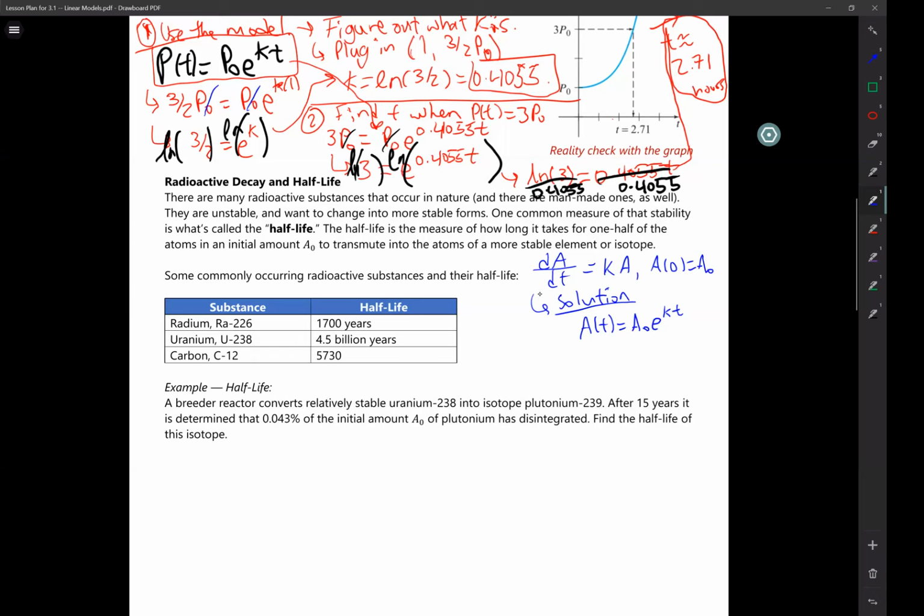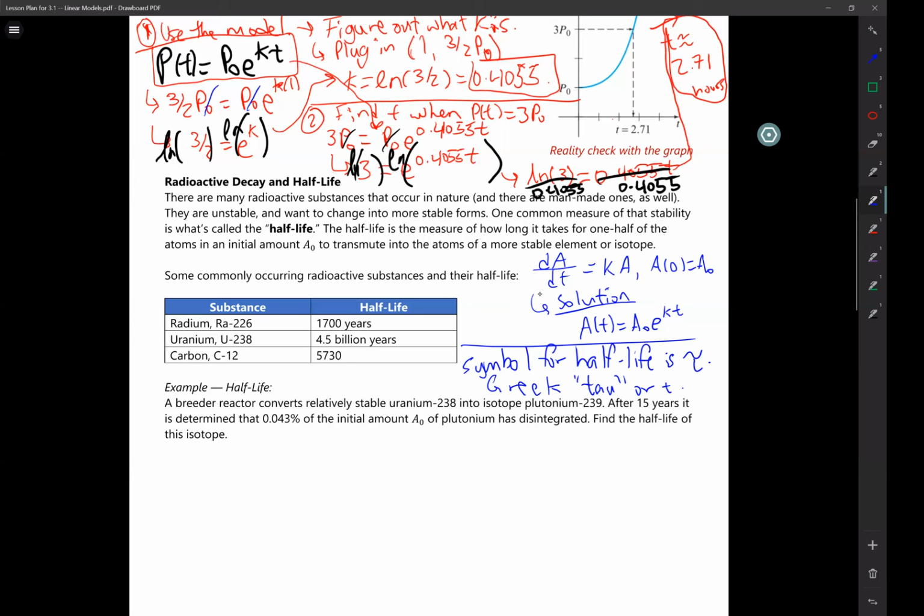Radium is pretty radioactive, and it takes 1,700 years to lose half, relatively short in the scheme of things. Uranium is pretty stable, 4.5 billion years for uranium-238. And carbon-14 is relatively reactive, with a half-life of 5,730 years. By the way, the symbol for half-life is tau, the Greek tau, their T in their alphabet.